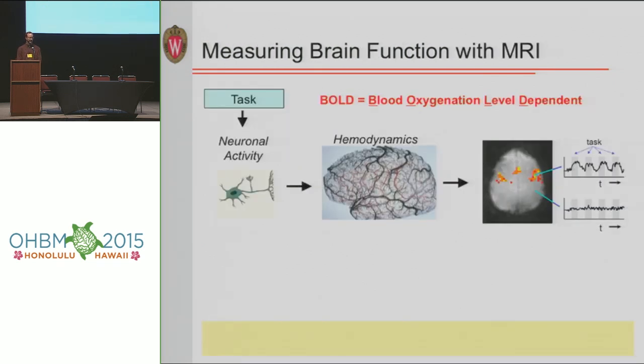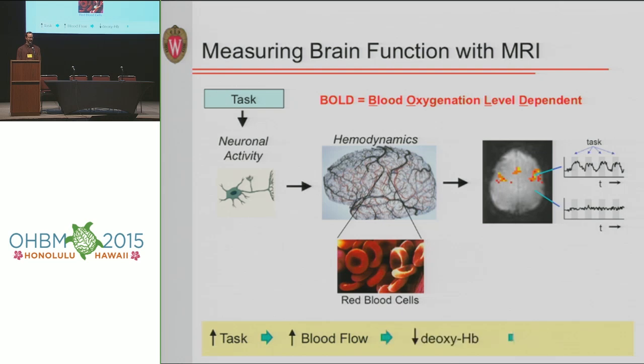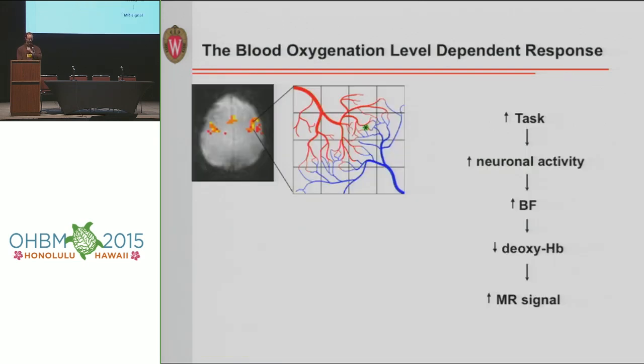Just to recap, the task causes an increase in the blood flow. The blood flow increases more than is actually needed for the metabolic use of the oxygen. So we see a decrease in the amount of deoxyhemoglobin, and that means a decrease in the stuff that is messing up the signal. And so we actually see an increase in the MRI signal as a result. So this is one way, just recapping that again.